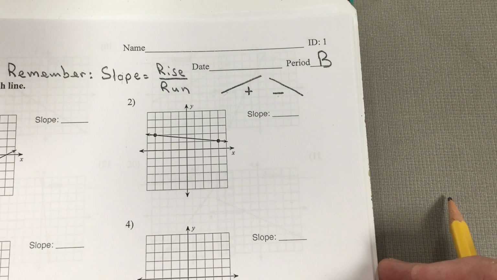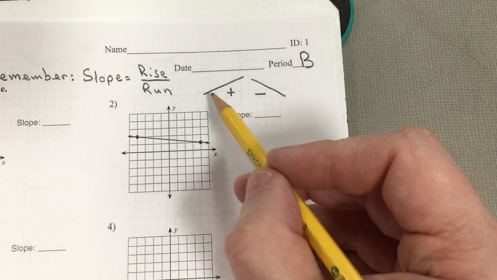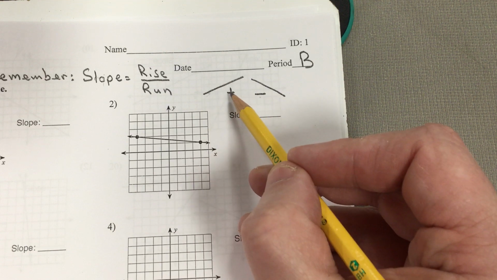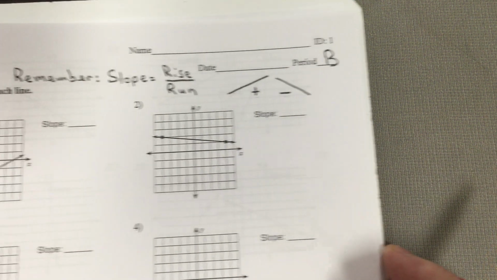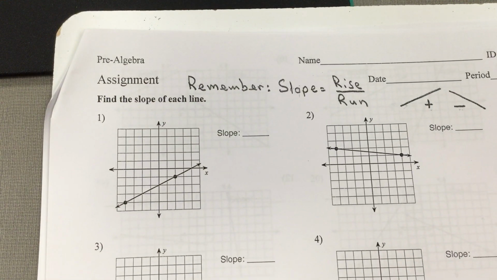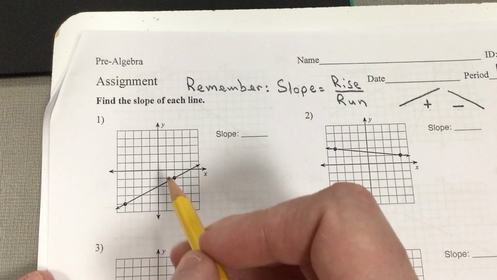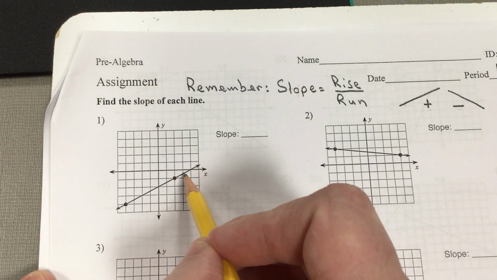You can use that. You can think of your own way, but you have to know that if it slants up like this, it's going to be a positive slope, and if it slants down, it's got to be a negative slope. So we're going to do a couple of these together. So we want to find the slope of this line.